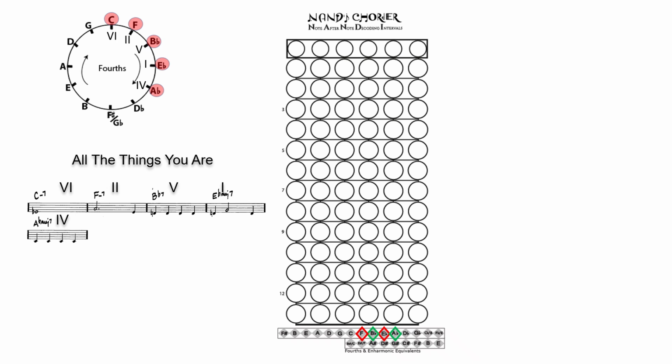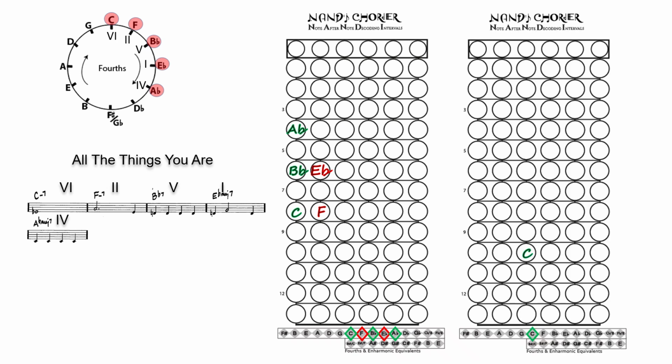This chord progression in All the Things You Are shows root movement in fourths involving flats. Observe how they appear on the E and A strings, and then the A and D strings.